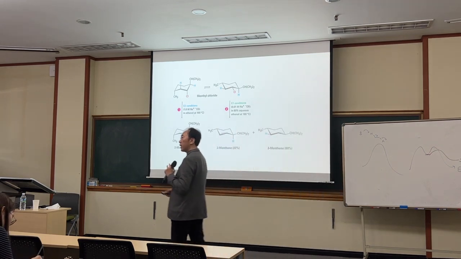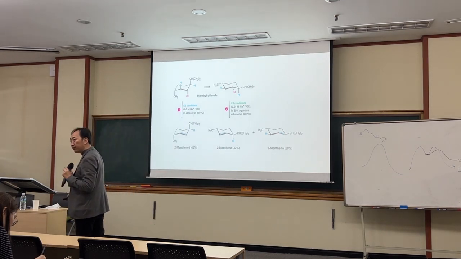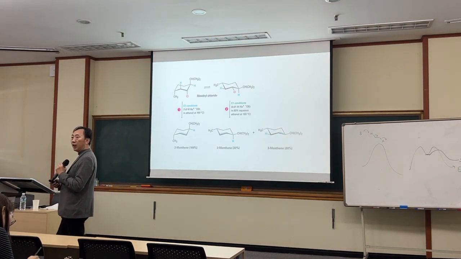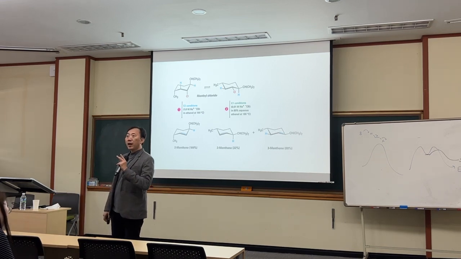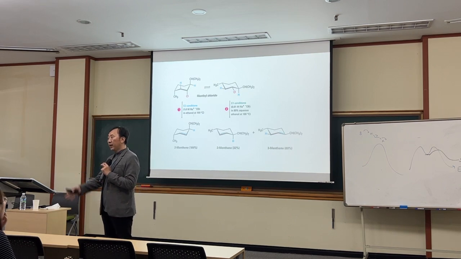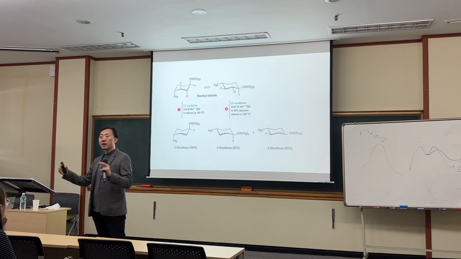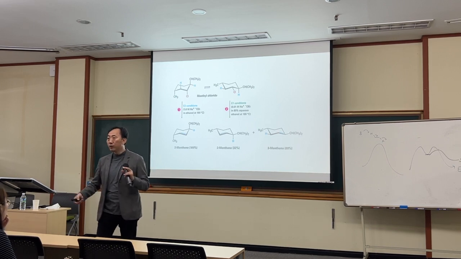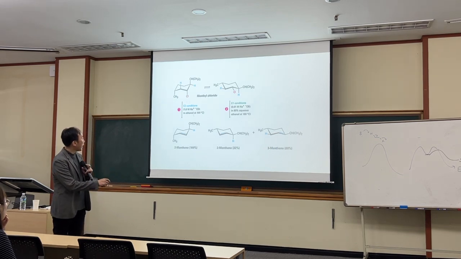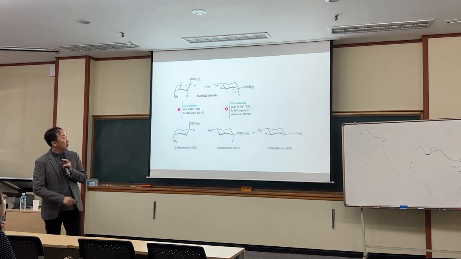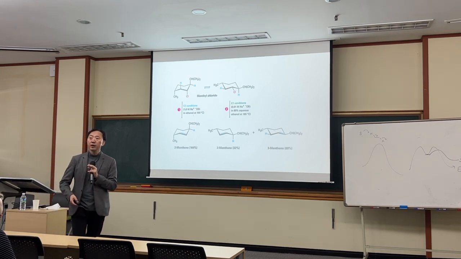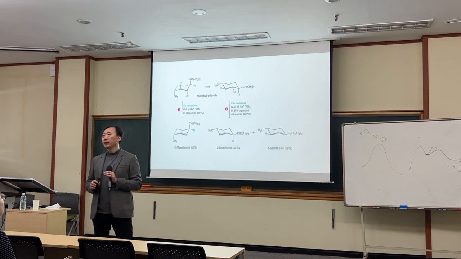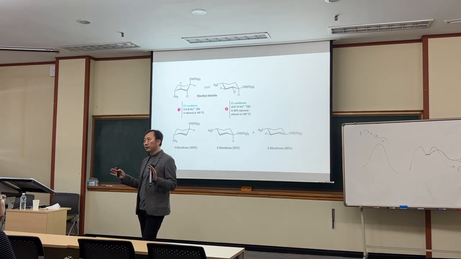SN2 reactions, if the reaction happens, 100% inversion, very well-defined reactions. E2 reaction, if it forms product, only one product. SN1 reaction, planar carbocation intermediate, the nucleophile can attack here or here, racemization happens. E1 reactions, once it forms the carbocation intermediate in the middle, it can go this way or this way, two ways. So SN1 and E1 are always a little messier. SN2 and E2 are more defined.